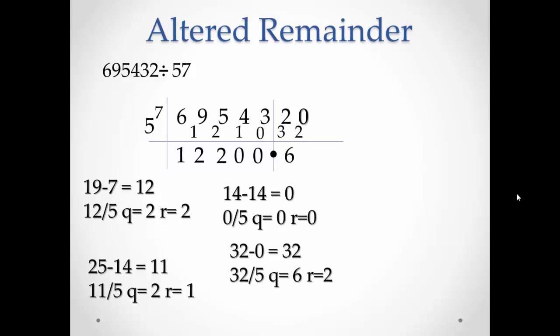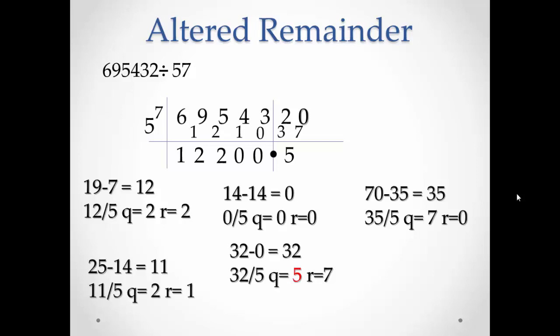Now 20 minus 6 times 7, which is 42, so we are getting a negative here. Again we apply our altered remainder technique, in which we reduce our quotient by 1. So we have divided 32 by 5 and kept the quotient as 5 and the remainder as 7. We have reduced our quotient by 1 and added the value of the divisor to our remainder. Now we can go ahead with the problem.